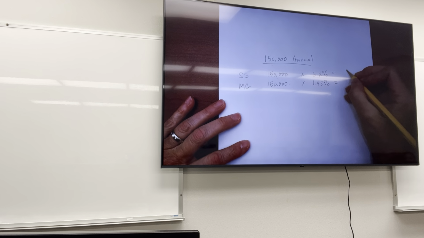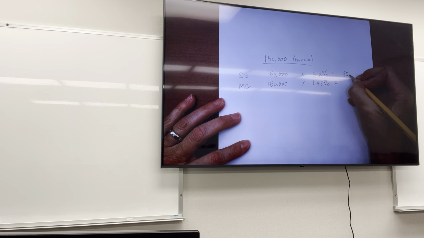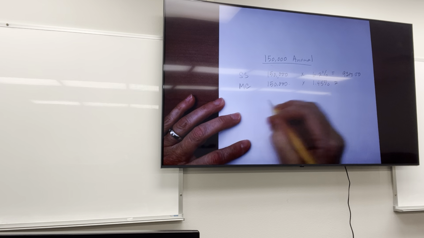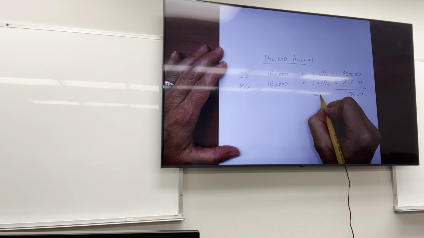So 9,300 for Social Security taxes. And of course, this is a pretty simple example. 2175. So our total taxes together, our total FICA withheld.